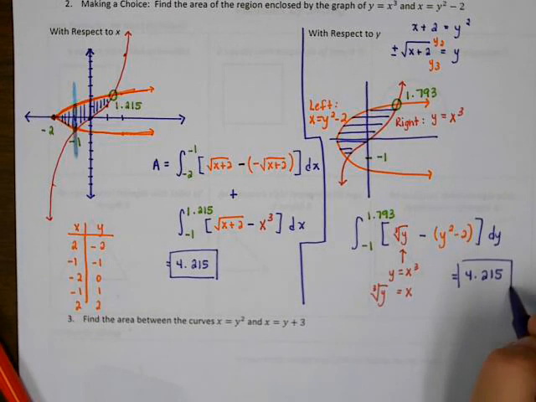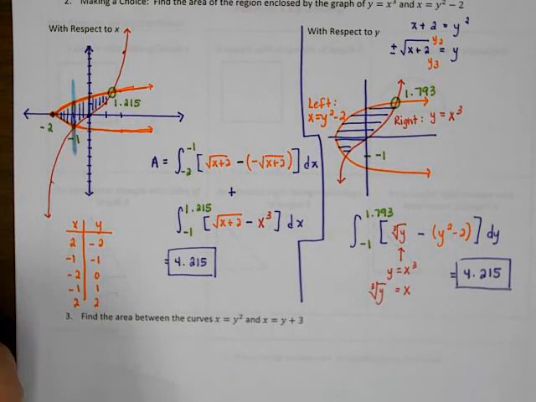All right, the big idea today is that sometimes instead of doing things with respect to x, we can do them with respect to y, which means instead of thinking top minus bottom, we think right minus left, and we use y values for our bounds. And all of our equations need to have y's in them.